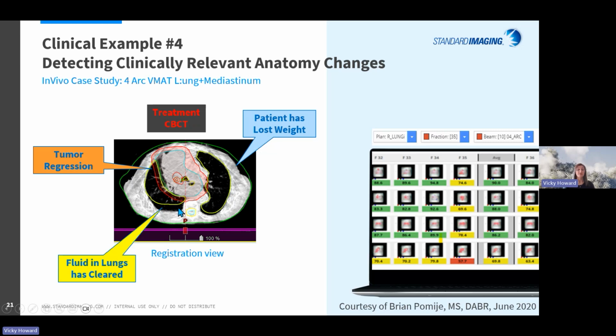Of course, we know that the air does not attenuate the radiation as much as the fluid and tissue. So those 3 things together really did start to significantly affect the dosimetry within the patient. And this team decided to start this patient's boost early.